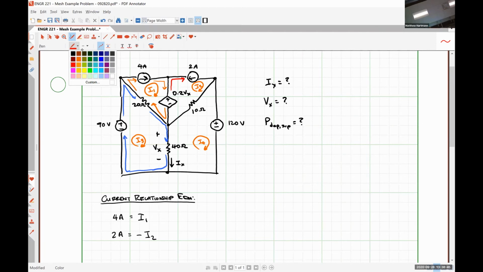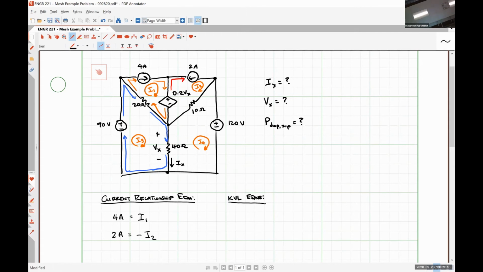Now, because these two current sources are along the perimeter or the outside of the circuit, we won't have a Kirchhoff's voltage law relationship to write because we haven't formed a super mesh. Super meshes only occur when the current source is on the interior of the circuit. So instead, now we'll get our other two equations from Kirchhoff's voltage law around meshes 3 and 4.